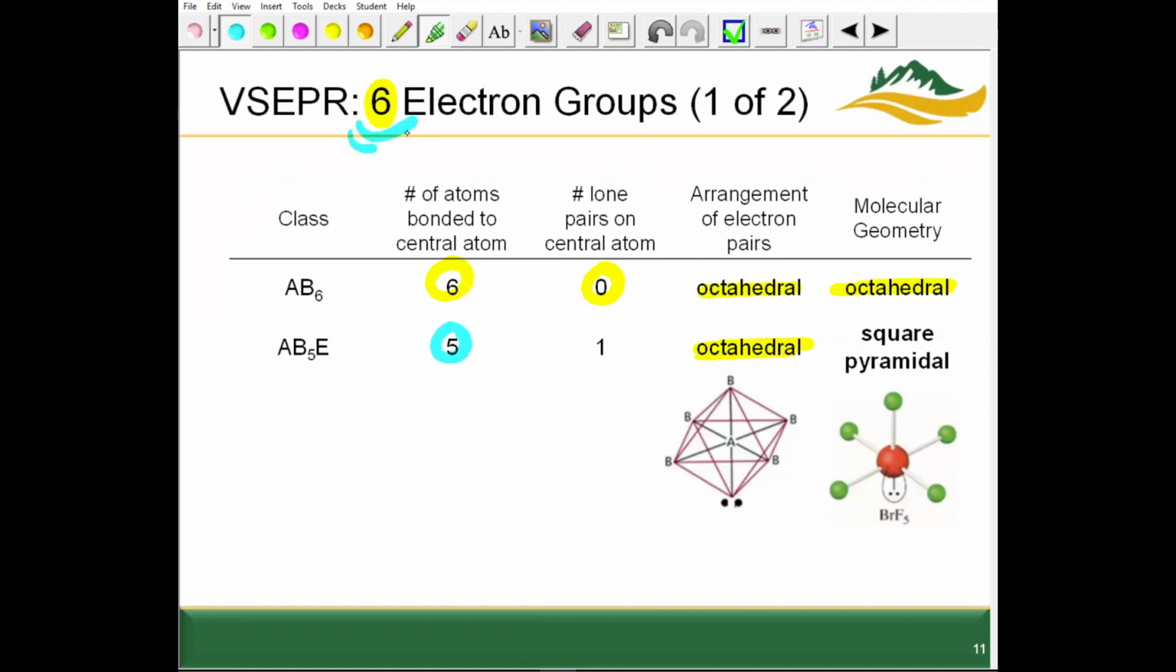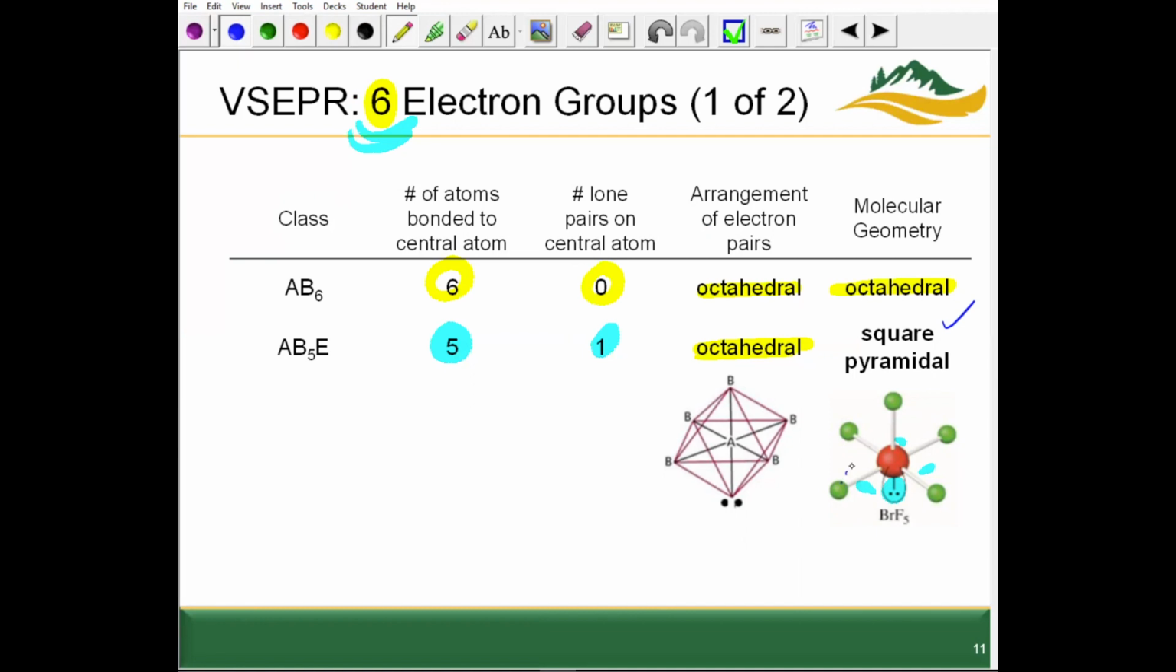But if amongst the 6 electron groups, 5 of them are bonds and 1 of those groups is a lone pair of electrons, that lone pair can go in any one of these positions because these bonds are all the same. But putting a lone pair here sort of compresses the other bonds towards one another. We call this molecular geometry or shape square pyramidal.